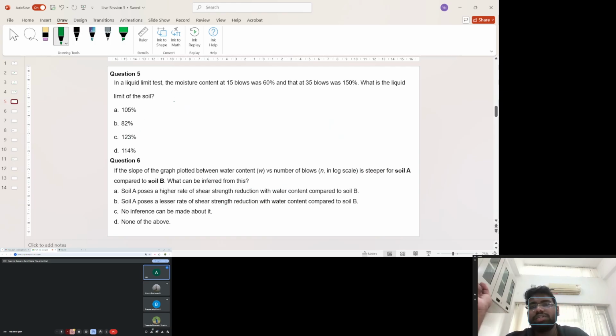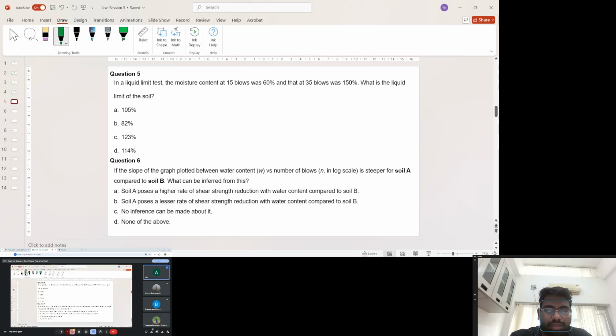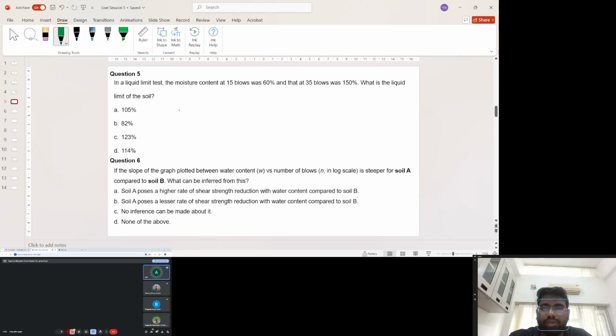In a liquid limit test, the moisture content at 15 blows was 60% and at 35 blows was 150%. What is the liquid limit of the soil? So how do you define liquid limit corresponding to the blows and the initial moisture content? The water content at 25 blows is the normal liquid limit.